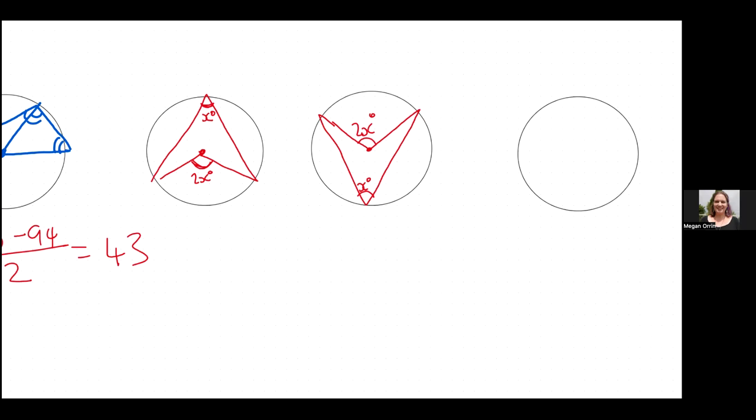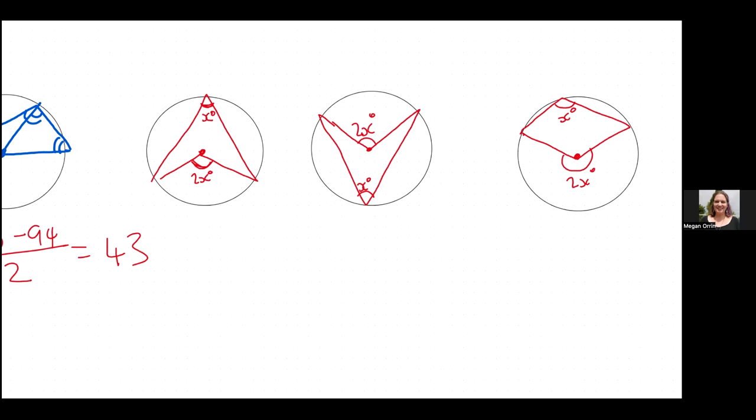Now, you don't necessarily have to have one that looks like this. You could have one that also looks like this. But the same rule still applies. This angle here is always going to be half as big as this angle here. All right, so the angle that touches the circumference is always half as big as the angle in the center, right? This is a quadrilateral and so is this.